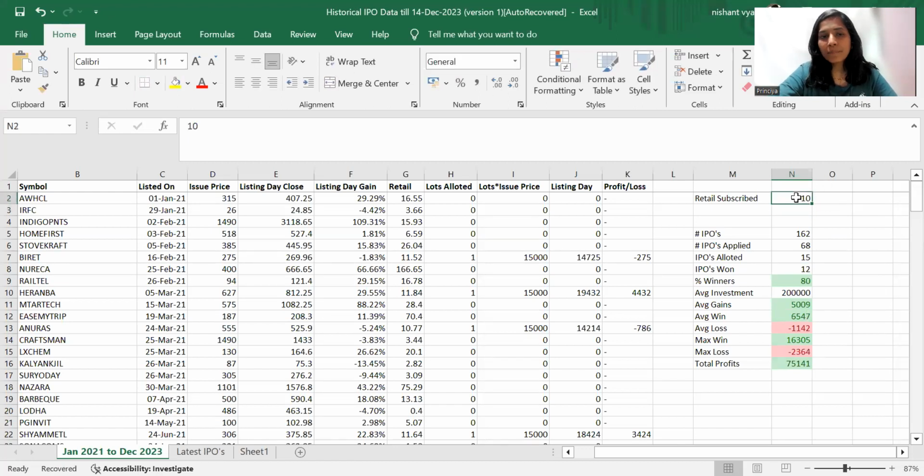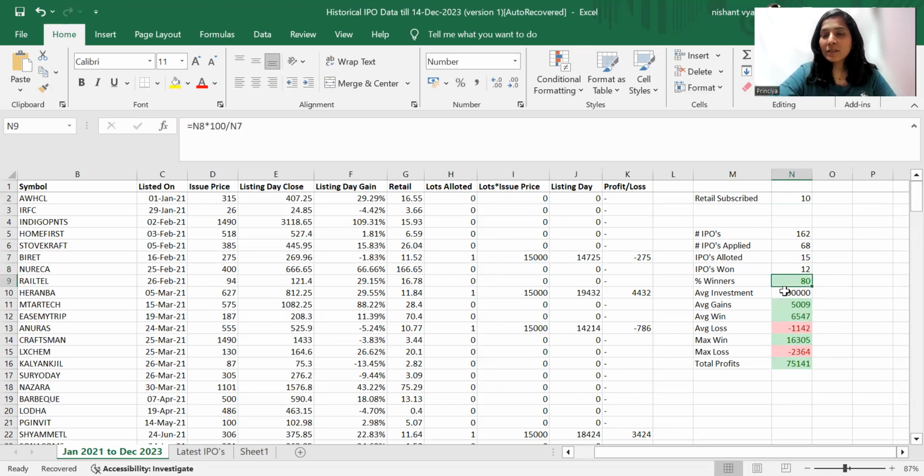So now again, let me explain to you. Since Jan 2021, there were around 162 IPOs, and out of which we would have applied only for 68 IPOs based on the retail subscription. Out of which we would have been allotted with 15 IPOs. And out of this, we would have won in 12 IPOs with an 80% winning rate.